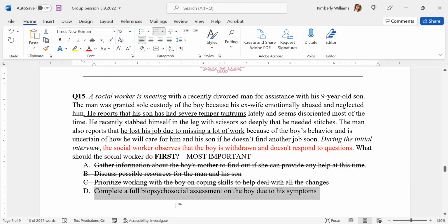So what we're going to do is complete a full biopsychosocial assessment on the boy due to his symptoms, because that's what we're paying attention to. He's withdrawn, he's not responding. So let me do a full biopsychosocial. Let me get some bio history on him. Let me get some psych information on him. Let me see what his social history is like, how he gets along with people at school, if he has cousins, if he has friends. Let me get all this information to give me more insight into him, because again, that is why they're there. He's seeking assistance for the boy.